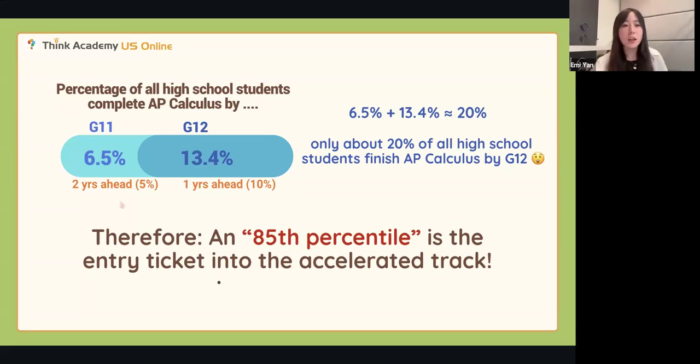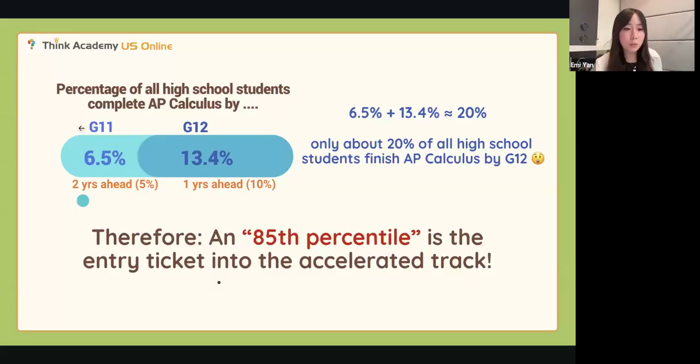And the same thing happened here. If you finish your AP calculus before grade 12, that means you're gonna be 1 year ahead in middle school. And the number we got is actually 13.5%. So this one is a little bit higher than 10% because we will have kids joining in the grade and then they take AP courses. So by the end of the 12th grade, we will be able to reach that 13.5%.